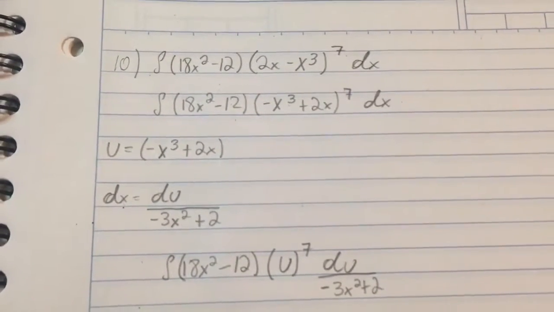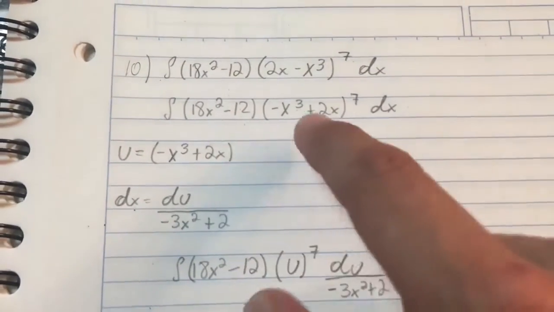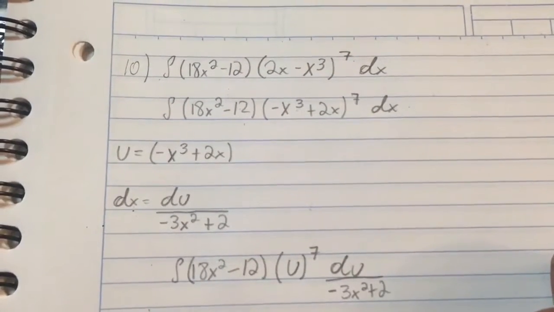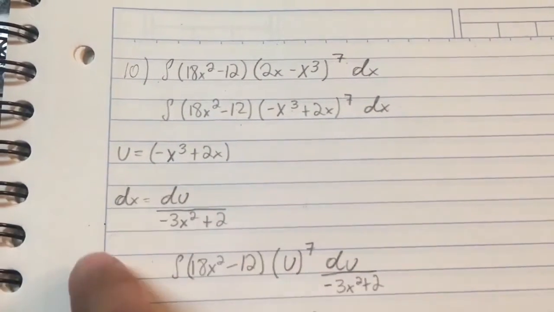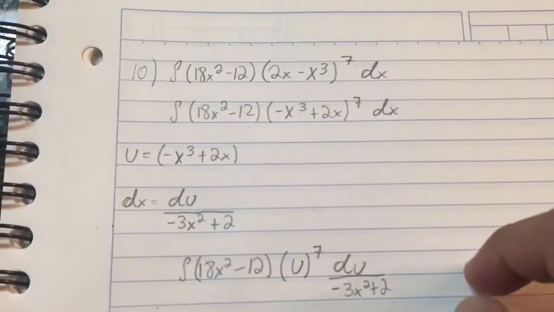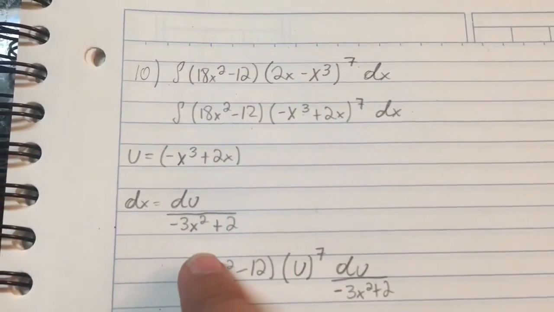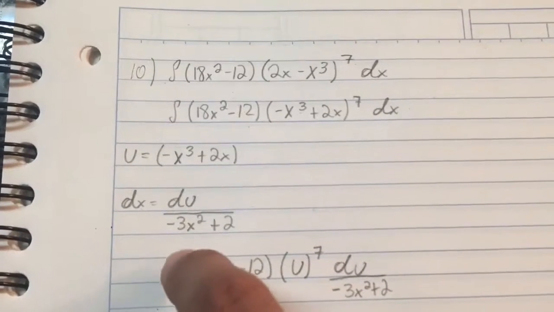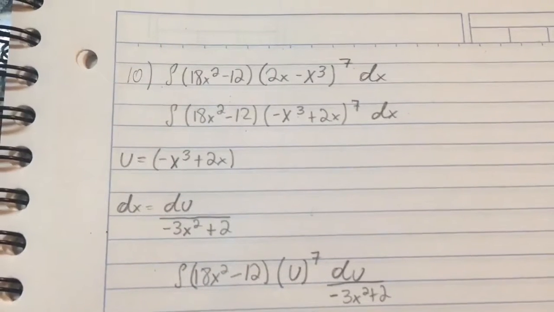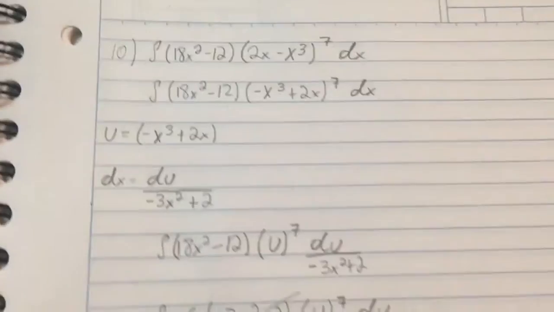Now we need to find the u. The u would be the binomial with the greater exponents inside the parentheses. So the negative x cubed plus 2x would be our u. And our dx would be the du over the differentiation of the u, which is the negative 3x squared plus 2. Now that we have that defined, we can proceed with the algebraic expressions.